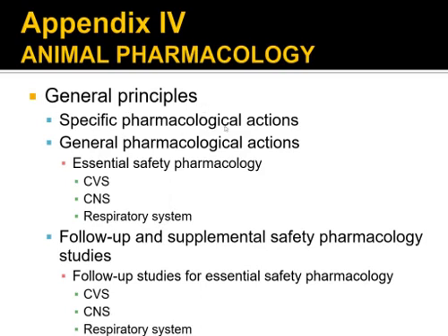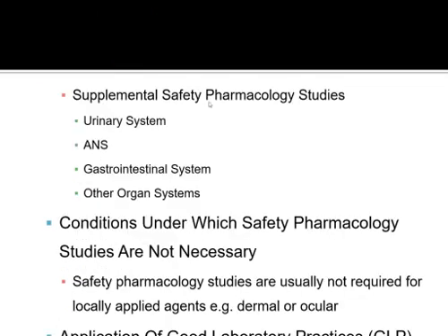Then specific pharmacological action, general pharmacological action. Then the essential safety pharmacology report is also essential. Then follow-up and supplemental safety pharmacology studies. It includes follow-up studies for essential safety pharmacology, CNS, CVS and respiratory systems. Then supplemental safety pharmacology studies. Then are the conditions under which safety pharmacology studies are not necessary. So, these are the conditions.